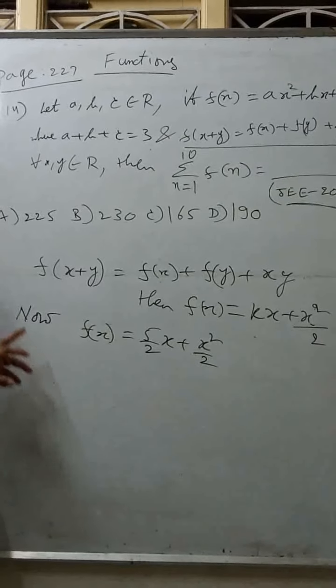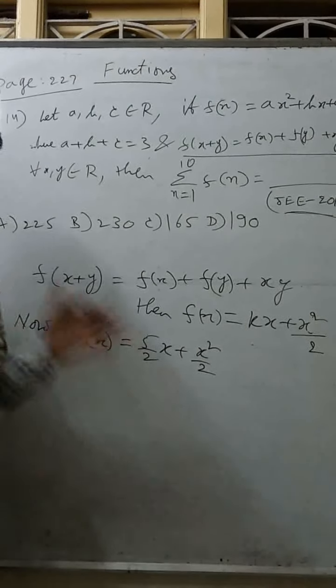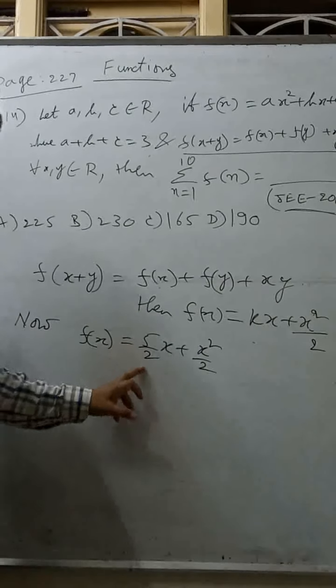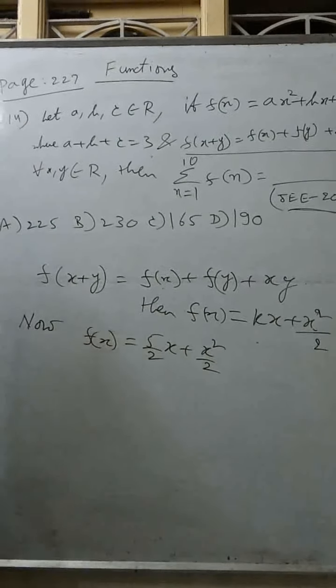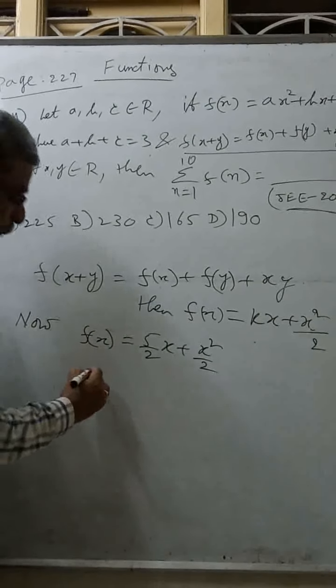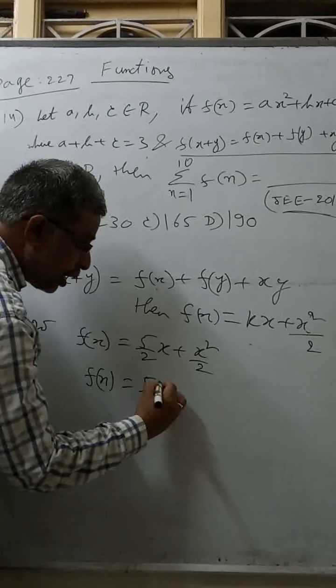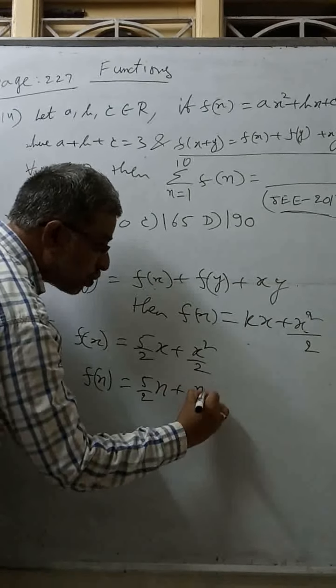Okay, now my equation becomes f of x equal to kx. K, just now you got it, is 5 by 2. So f of x is 5 by 2 x plus x square by 2. Now, what is f of n? Simply 5 by 2 n plus n square by 2.